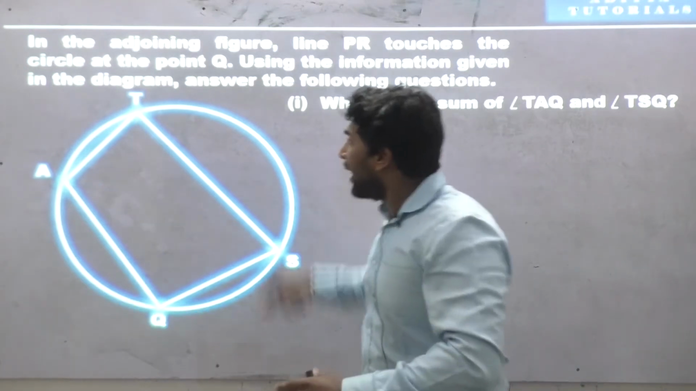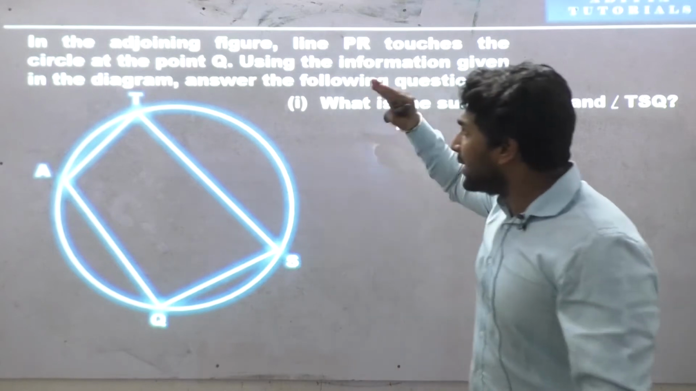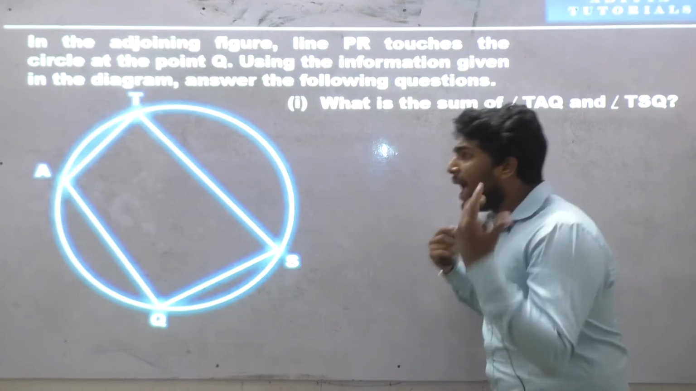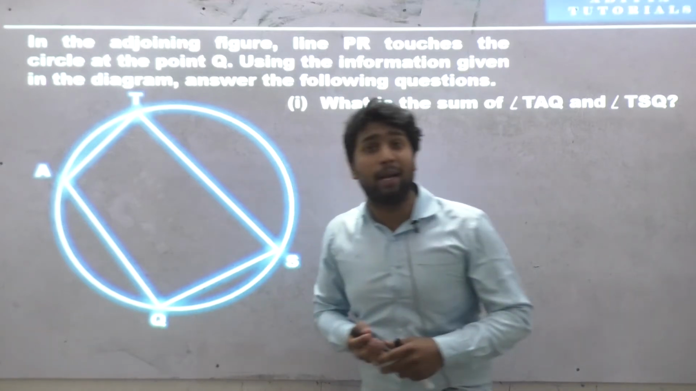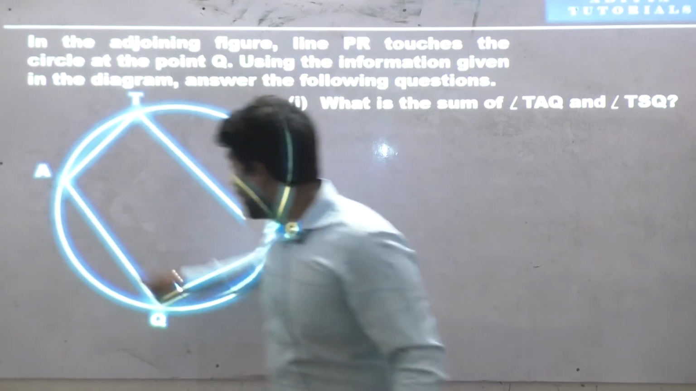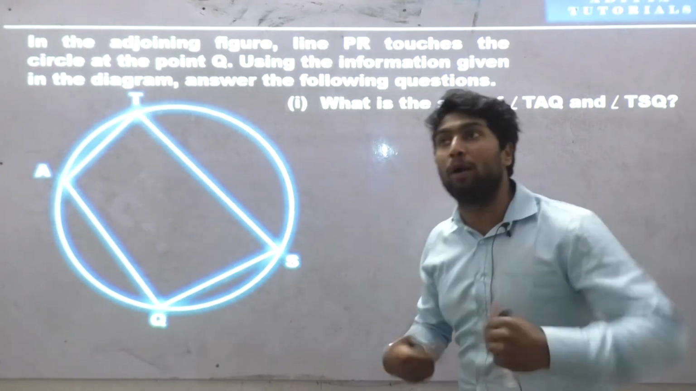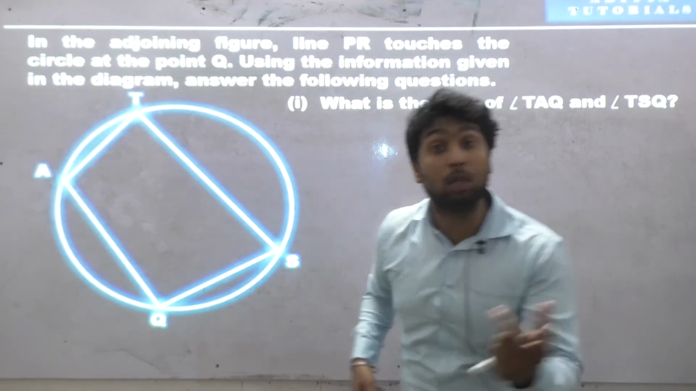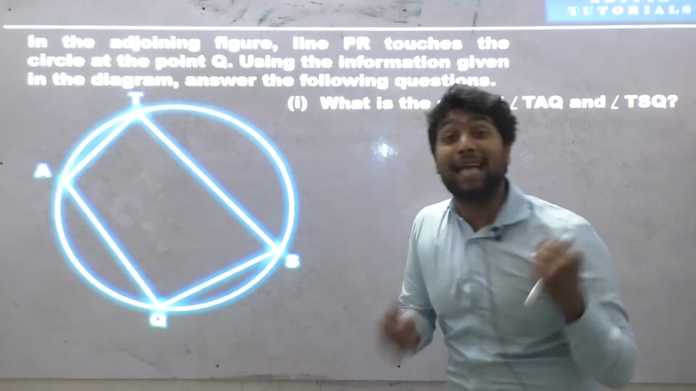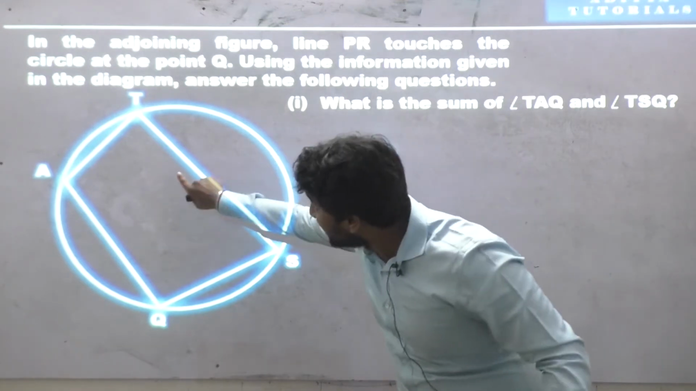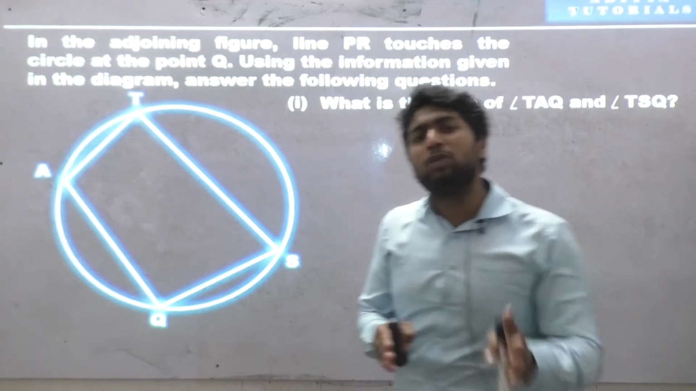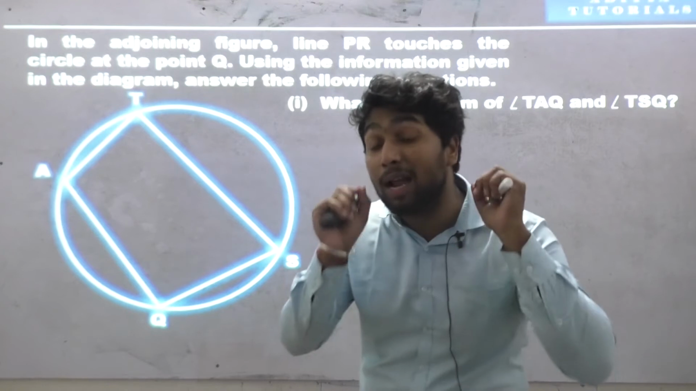So let's see angle TAQ, angle TSQ only. I see a quadrilateral, and the vertices of the quadrilateral are on the circle. That means vertex T, vertex A, vertex Q and vertex S of the quadrilateral are on the circle. So what can I say? This quadrilateral TAQS is a cyclic quadrilateral. And if this quadrilateral TAQS is a cyclic quadrilateral, what can I say? Opposite angles of a cyclic quadrilateral are supplementary.